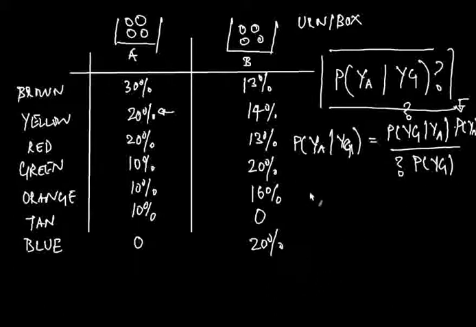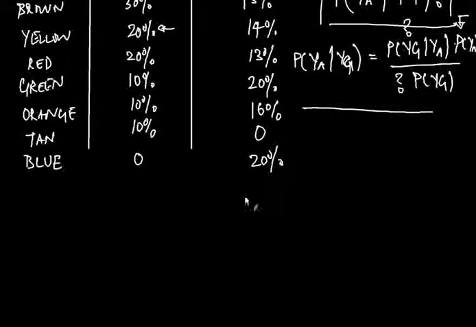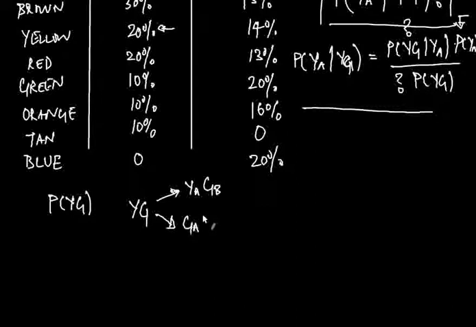So let's do this piece by piece. Let me just scroll down a bit. The first probability I'd calculate is the probability of drawing a yellow and a green ball. So let's calculate the denominator first. If you think about this, there are only two ways of getting a yellow and a green ball. You can get a yellow ball from A and a green ball from B, or you could get a green ball from A and a yellow ball from B. There are only two ways in which you can get a yellow and green combination.